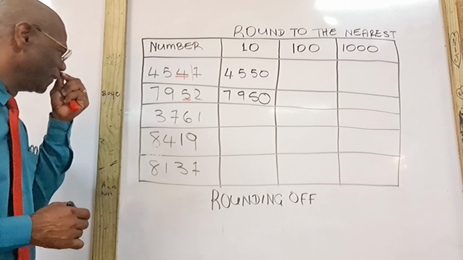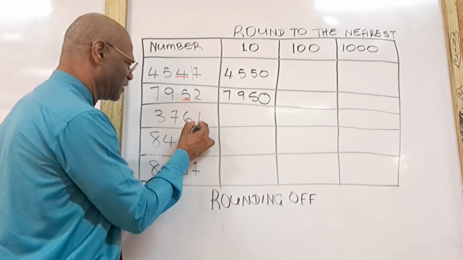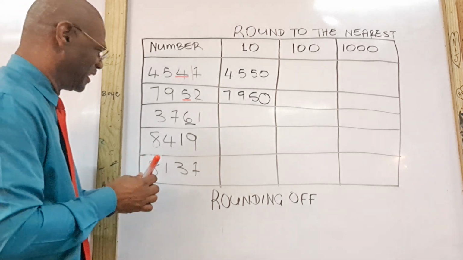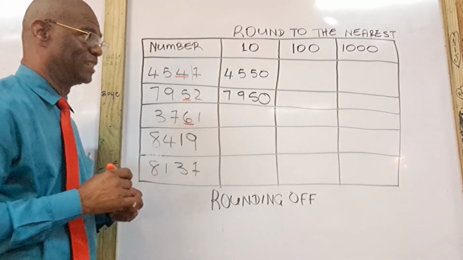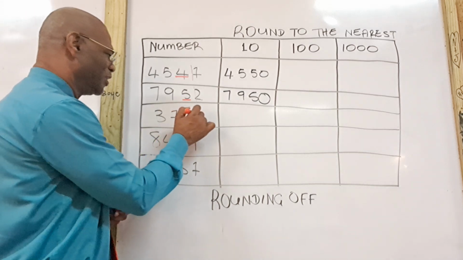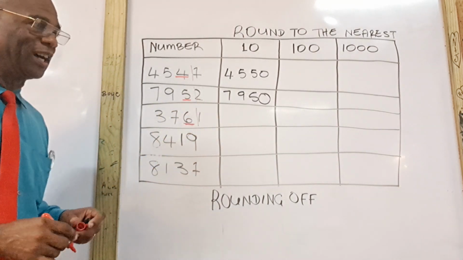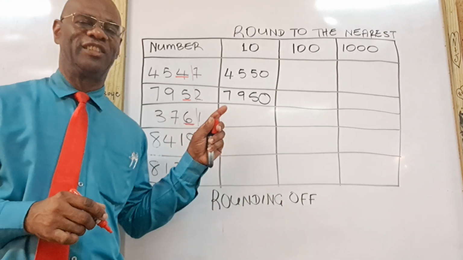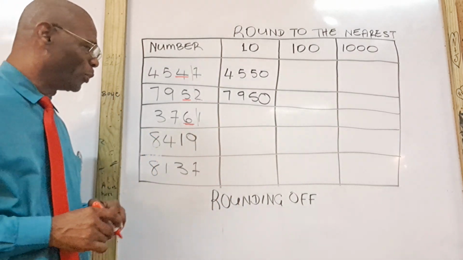3,761. Alright? Now what digit is in the tens place? Very good. 6. Use my red. So 6 is in the tens place. Right? Now there's only one digit to the right of it, sorry. Now that one digit there is 1. Alright, it's number 1.